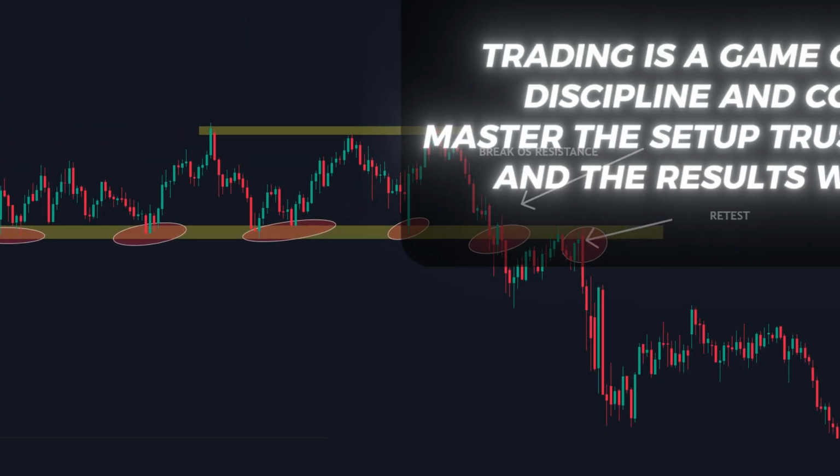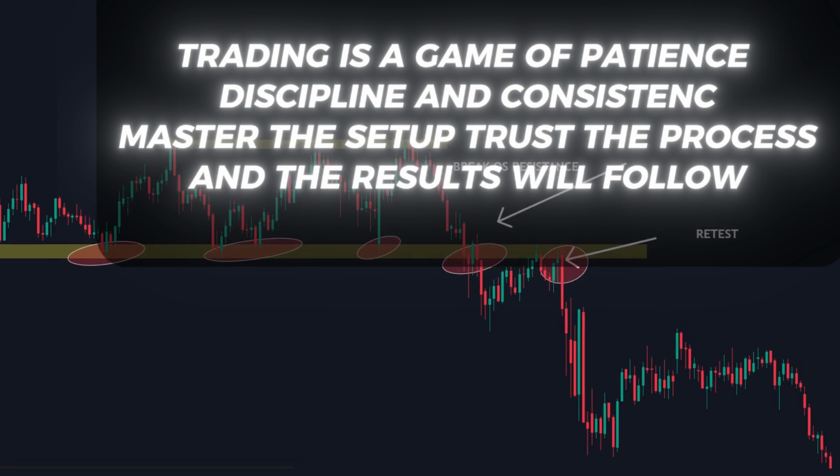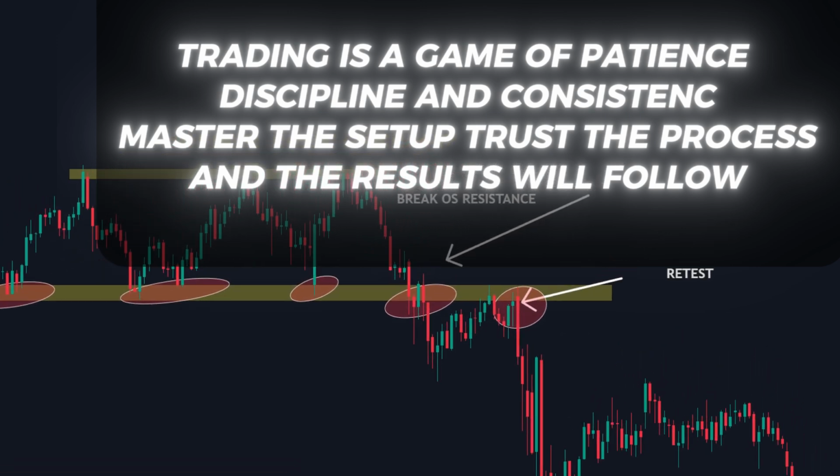Trading is a game of patience, discipline, and consistency. Master the setup, trust the process, and the results will follow.